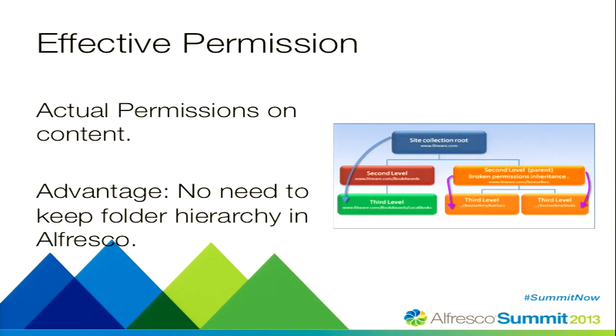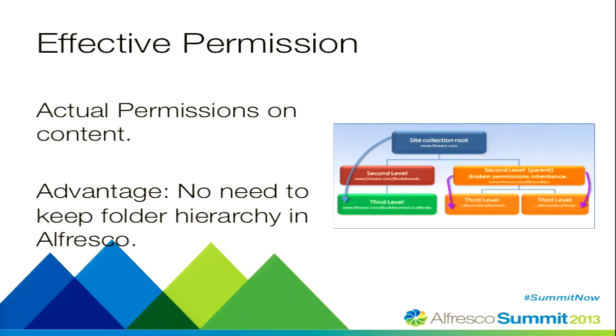Now what we do, though, is what's called effective permissions. So we take all the inherited permissions on a document, all the actual permissions on a document, and that's what we migrate over. So when you go to Alfresco, you're not inheriting those permissions anymore. The disadvantage of that is you've lost your inheritance. The advantage of that is you can now put that content wherever you want. You don't have to maintain that folder hierarchy, and the permissions will still be maintained, right?